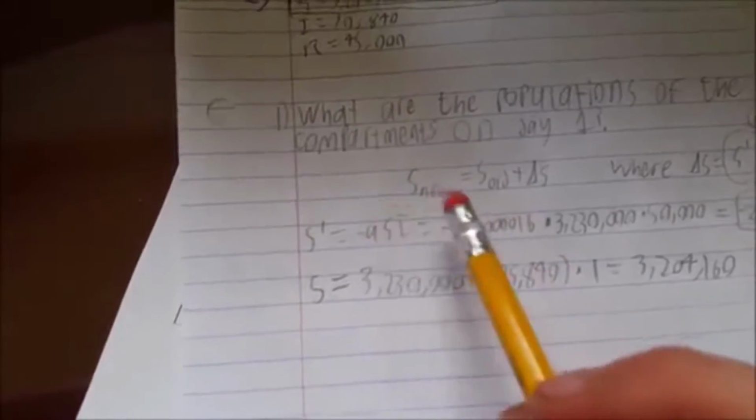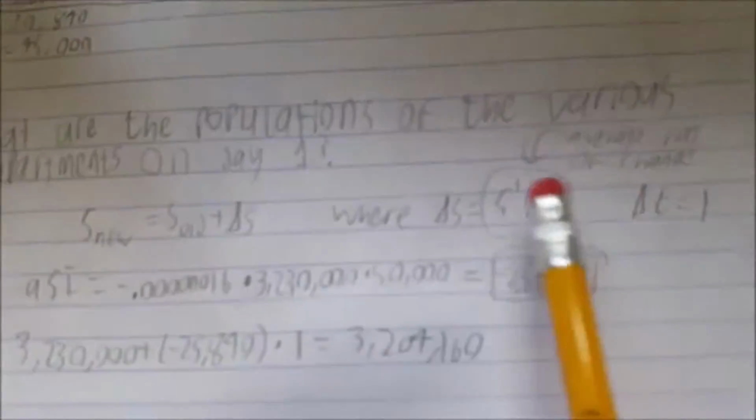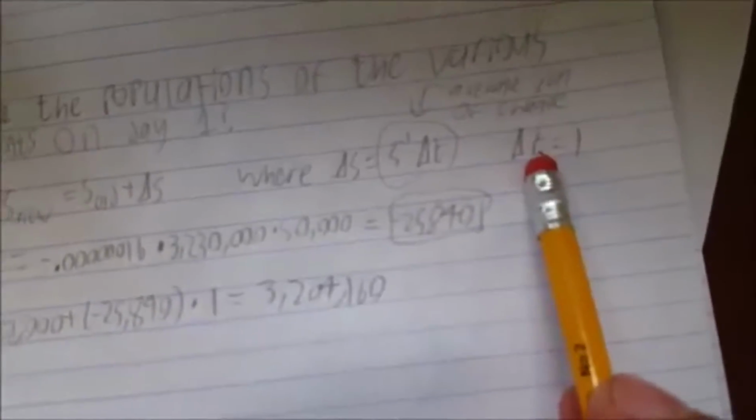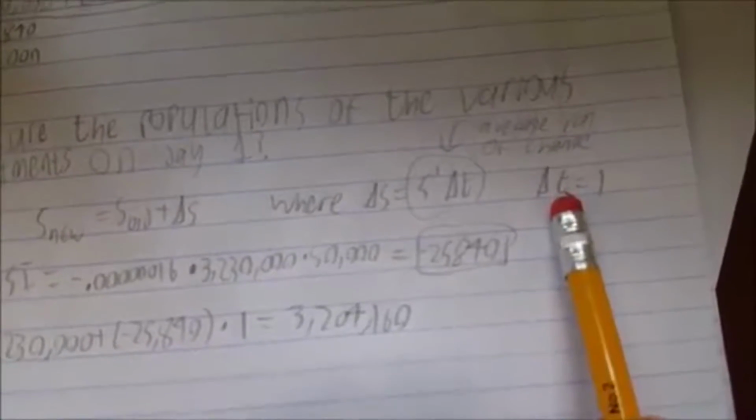To solve this, we will need to use the formula S new equals S old plus delta S. Delta S is going to be represented by S prime times delta T. This is derived from an average rate of change problem. Delta T is going to be equal to 1, since the T final minus T initial is 1 day.